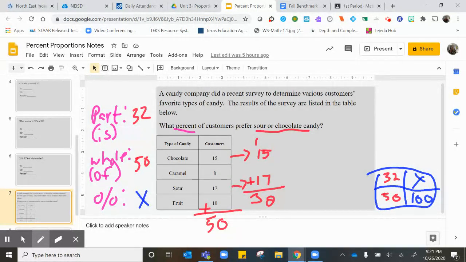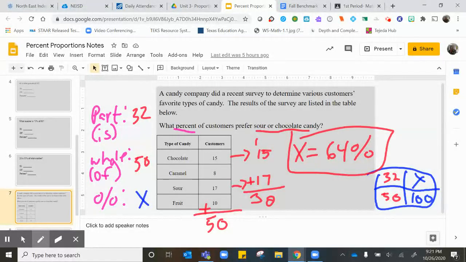Now this is all set up, I can go ahead and solve. So go ahead and pause the video and try solving on your own. All right, so if I wanted to cross multiply and divide, I should get x equals 64%. So we would say 64% of the customers prefer sour or chocolate candy.